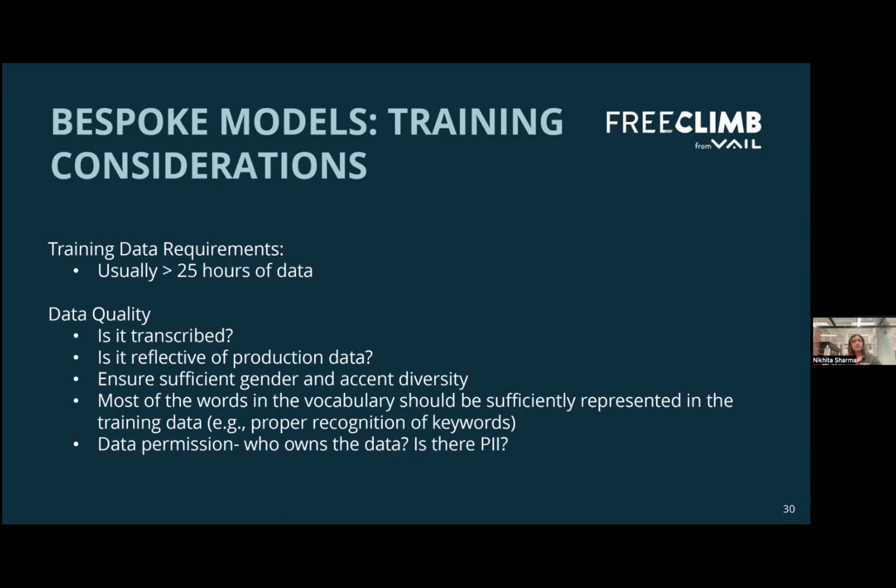There are other things to consider. For example, there are issues with data permission. You need to figure out how long you can keep the data. If there's PII, can you still use it? And do you need to do some kind of pre-processing before you start training? It's also important to ensure that most of the words in the vocabulary are well represented in training, because if that does not happen, the model will not do a good job in recognizing certain words. So that should be ensured before training is started.